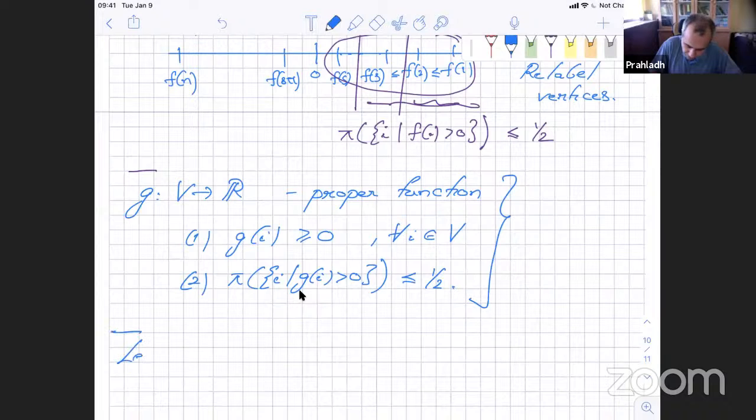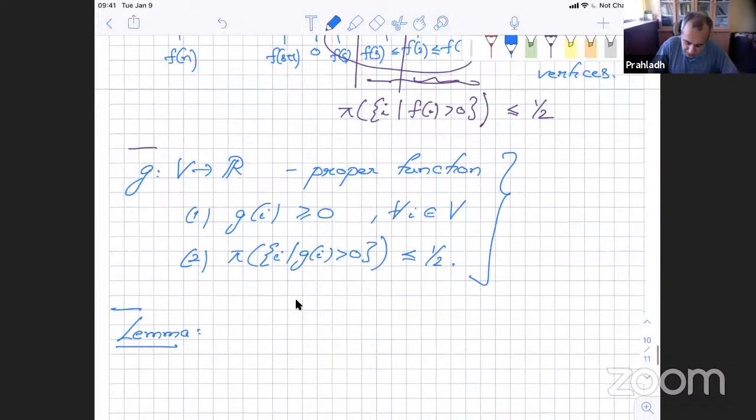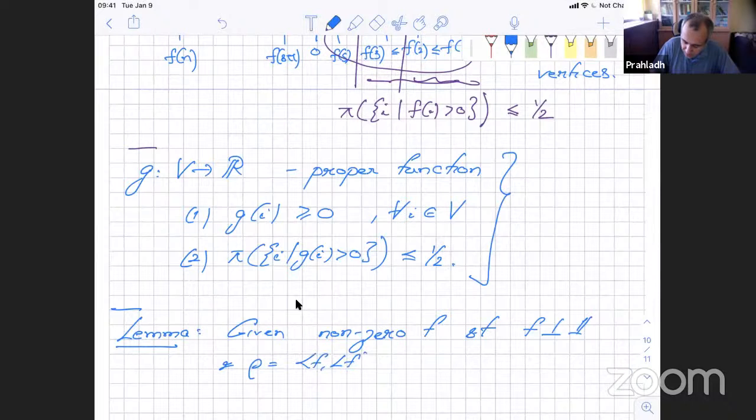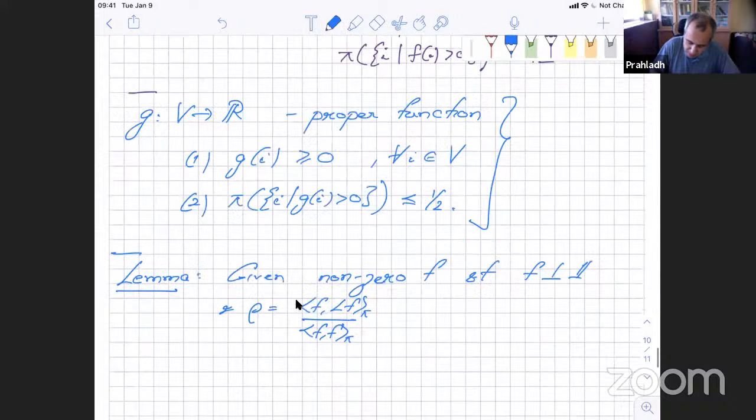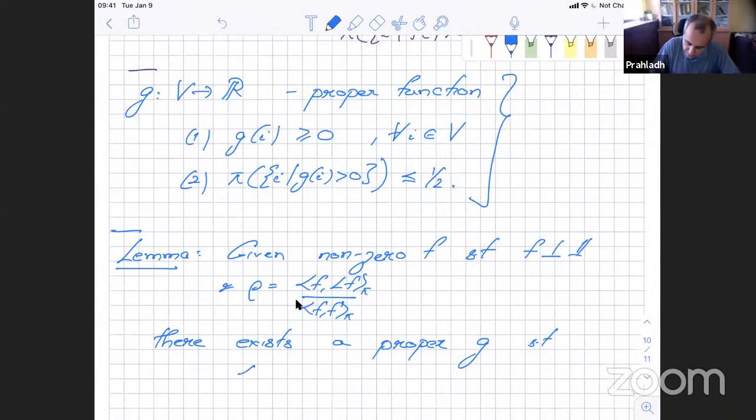The first lemma I'm going to say: given a non-zero f such that f is orthogonal to the all ones, and rho is equal to f L f pi over f f pi, there exists a proper G such that G L G pi over G G pi is also less than rho. It goes even smaller.